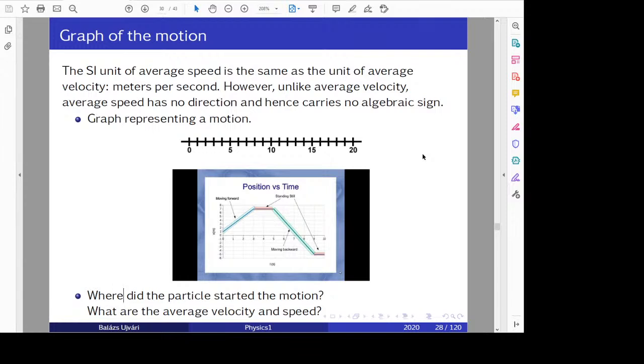Graph of the motion. Sometimes it's very useful to create a graph of the motion. So in this case, let's try to understand how the particle moved. At t equals 0, I'm at 1. So here on this axis, I'm here. And in 3 seconds, I move from 1 to 7.